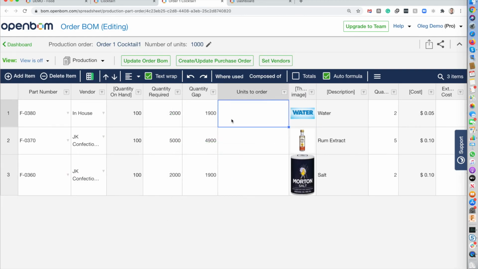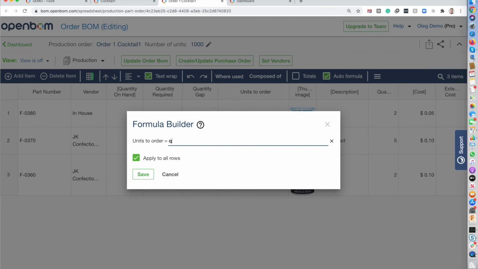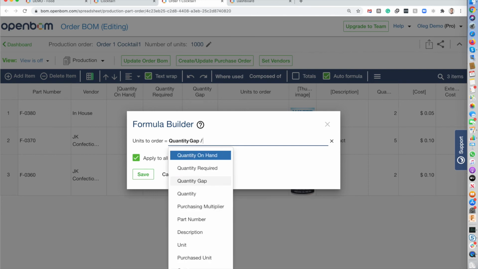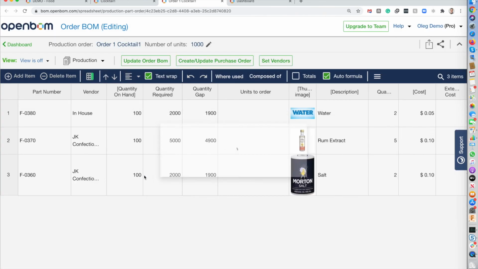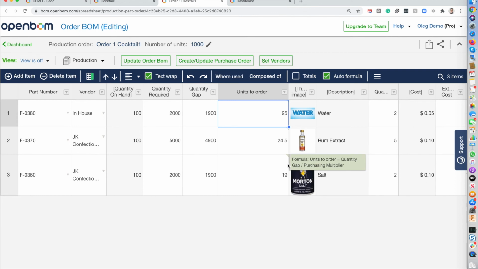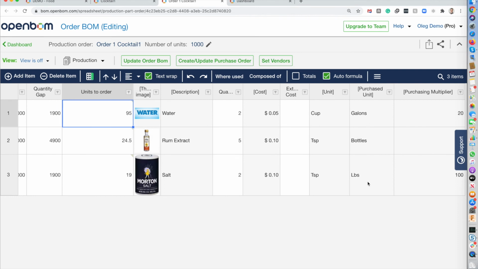Okay, so it can be any name, you can call it whatever you want. So units to order will be a simple formula of quantity required, or you can do quantity gap. It's usually easier. Quantity gap, then divide by this multiplier, purchasing multiplier, which means that I have this amount of teaspoons in a gallon, for example. And now I put it here, and now I get the numbers. So I need to put an ordering quantity. So I have ordering quantity in gallons, bottles, pounds.